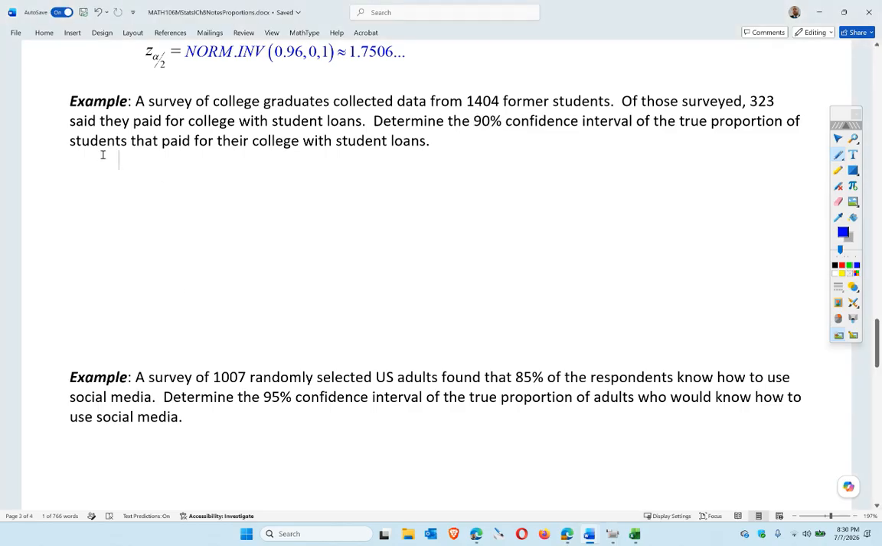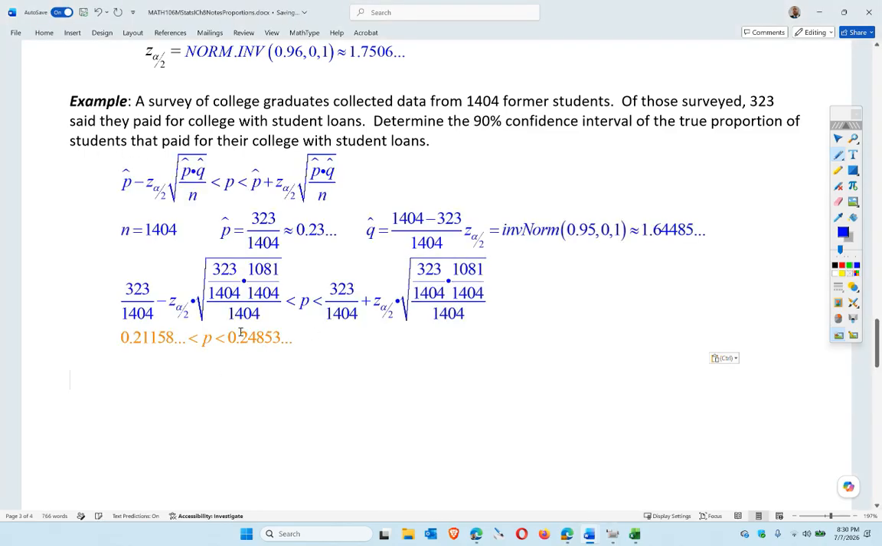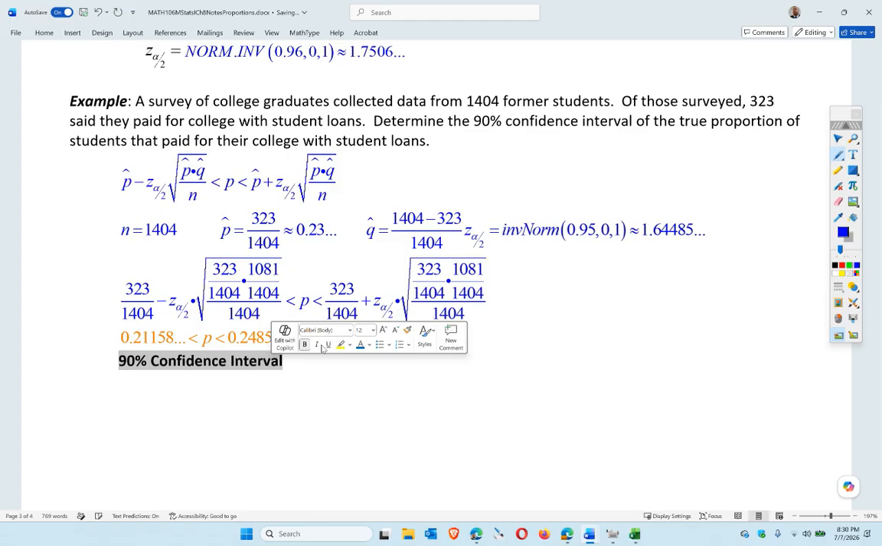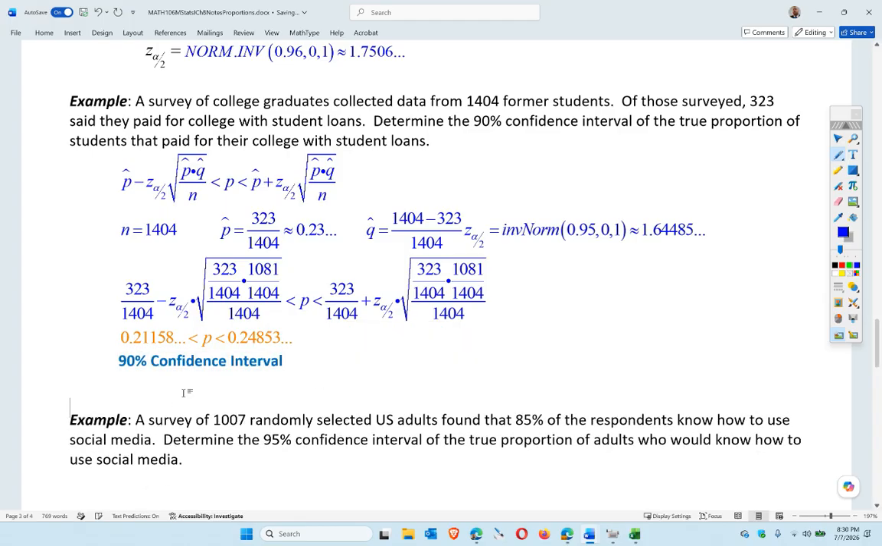Essentially we take this here as what we got. So this is a 90% confidence interval. Okay, so we're 90% confident the true proportion of students falls in this interval, essentially. Okay, we'll make this blue. There we go. Okay, let's do one more here.